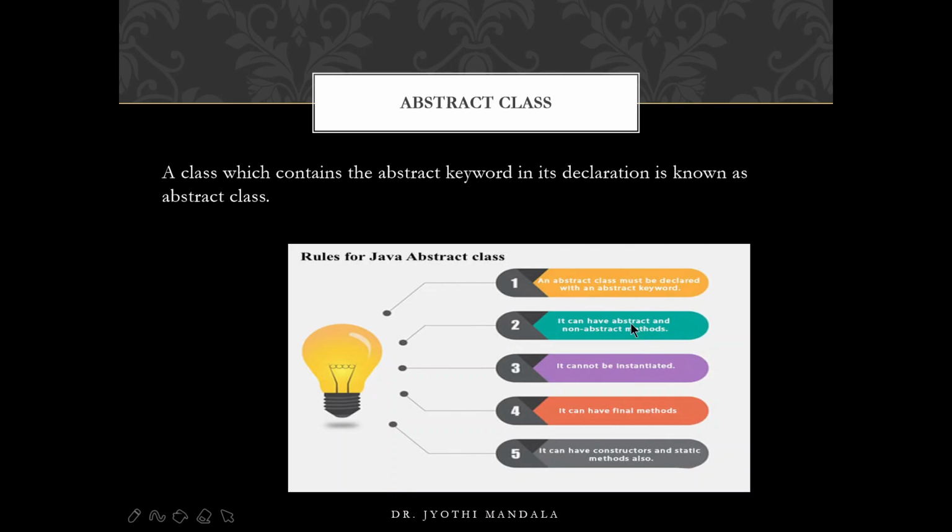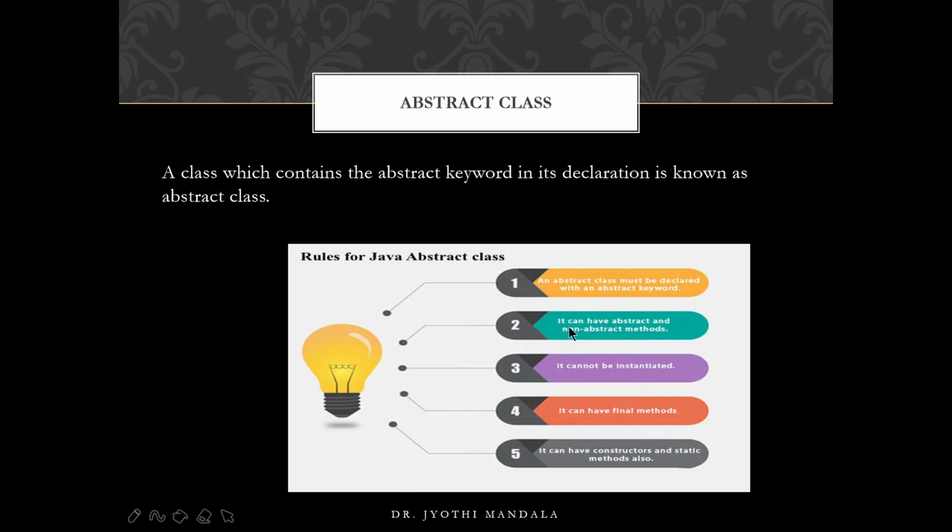An abstract method is one where only the method is declared, and there is no definition for that method. If you have such methods in a class, then that class is called an abstract class. If you are writing any abstract class, it cannot be instantiated, which means no objects can be created for that abstract class. Also, we can have final methods, constructors, and static methods for the abstract class.